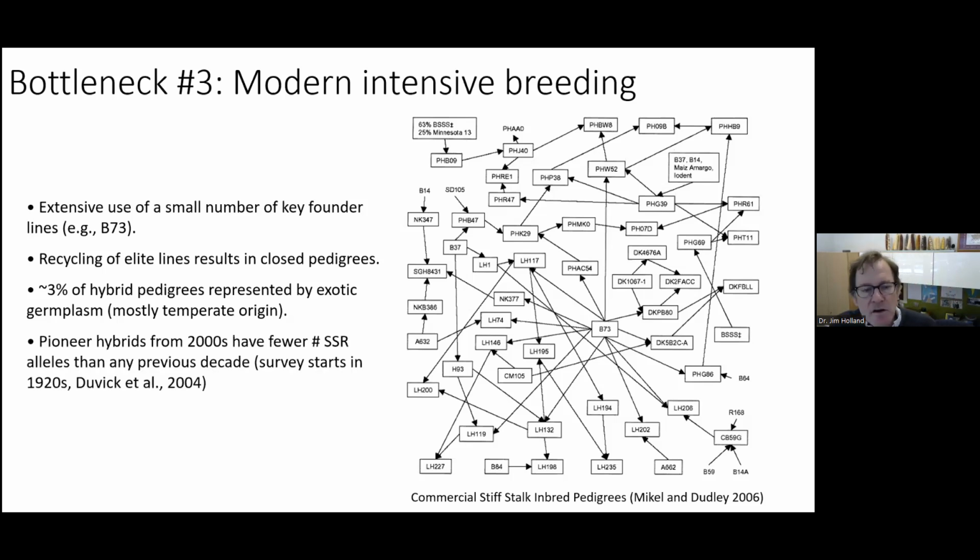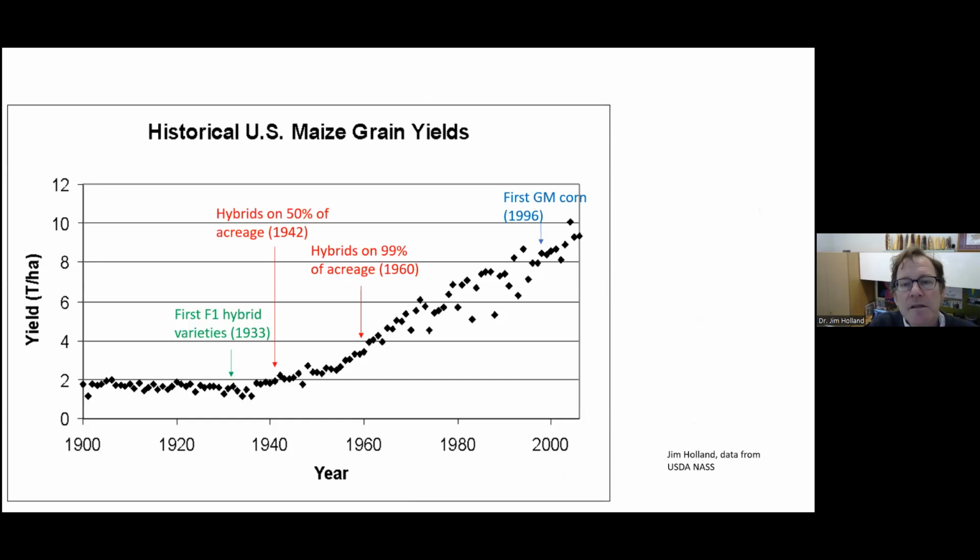Very little of it's tropical in origin. And SSR surveys of allelic diversity have shown that within the commercial companies the diversity has dropped. So, okay, diversity is going down as a consequence of this recycling of inbred lines in commercial breeding programs. But on the other hand, if you look at the average yields of maize in the US, basically since the adoption of this inbred hybrid breeding method, yields have been going up at a fairly astounding rate.